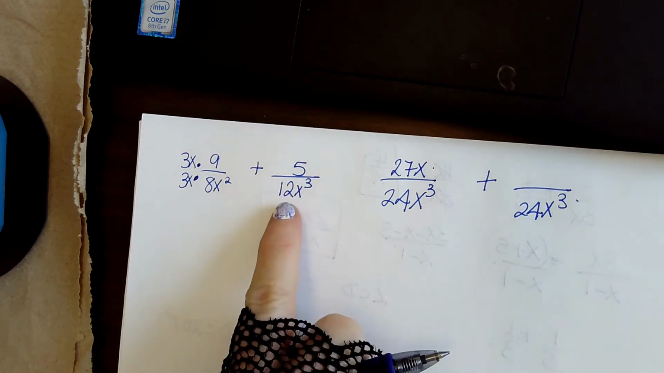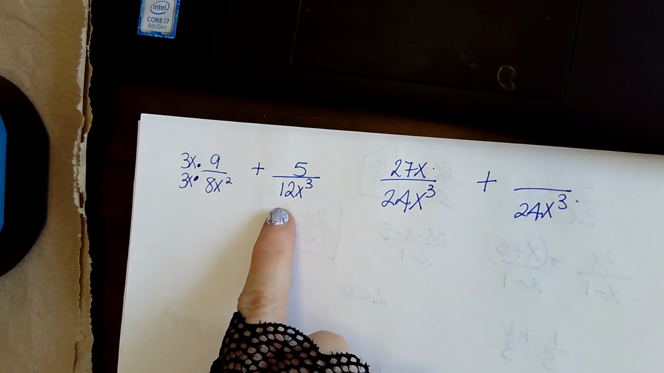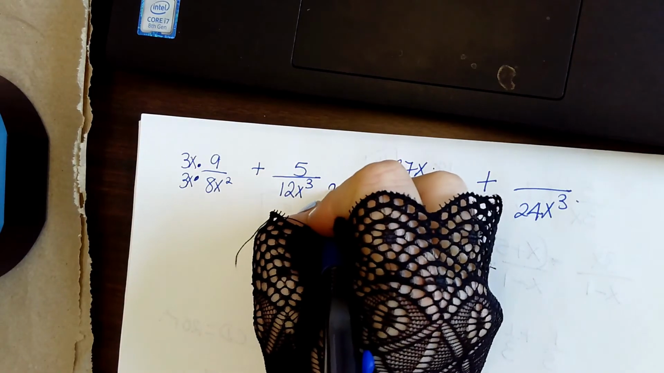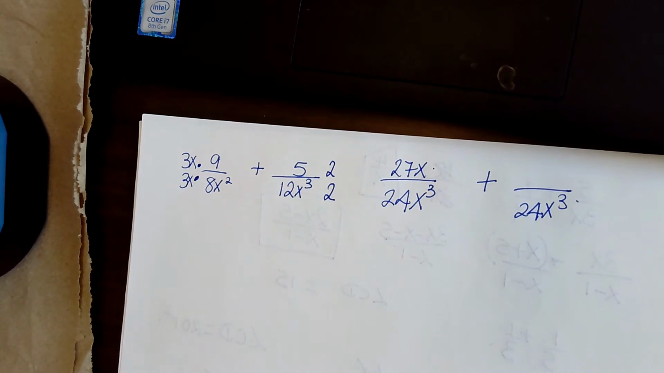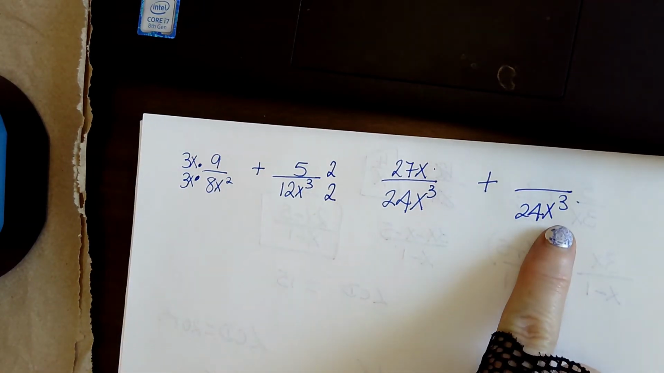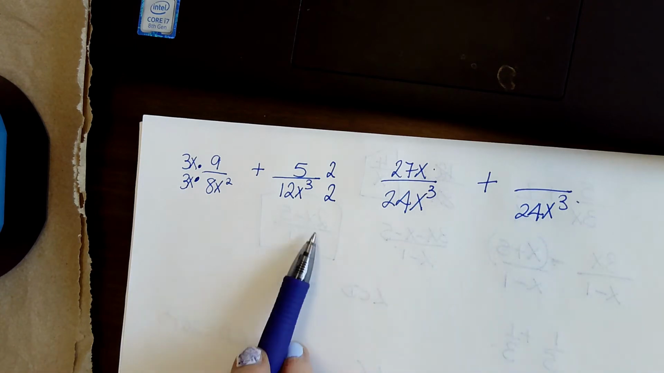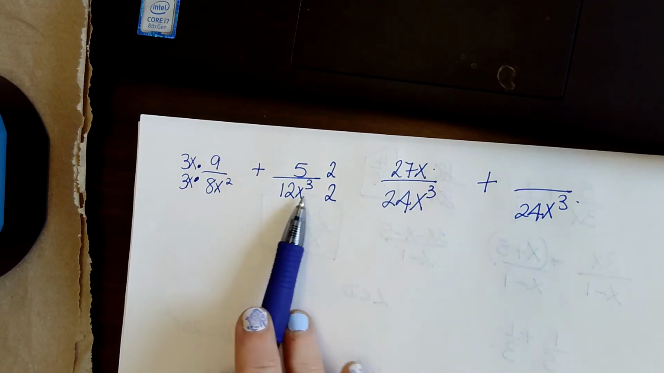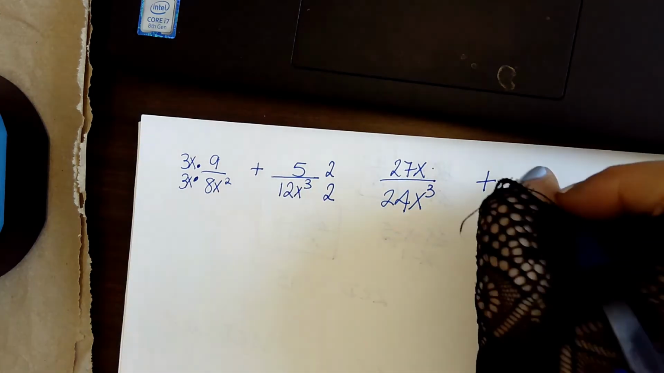Now I'm adding 5 over 12x cubed. I need it to become 24x cubed. So 12 times what gives me 24? It's all about understanding multiplication. 2. So I have to multiply top and bottom by 2. I have x cubed, and I have it here. So do I need to multiply by any more x's? You should tell me no. All right, so I test here. 2 times 12 is 24, and I've got x cubed, so this is exactly what it should be here. So then I just multiply 2 times 5, which is 10.